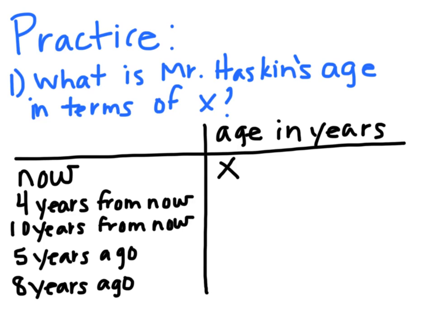Please complete this practice problem on your own. What is Mr. Haskin's age in terms of X? If his age now is X years, write his age 4 years from now, 10 years from now, 5 years ago, and 8 years ago. Press pause while you work, and I'll be back in just a moment.